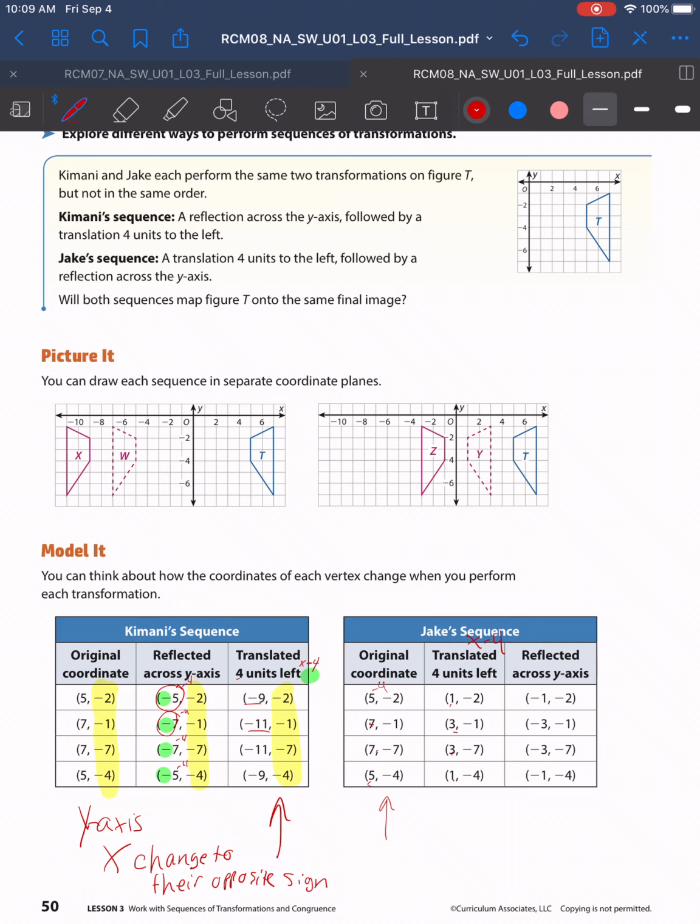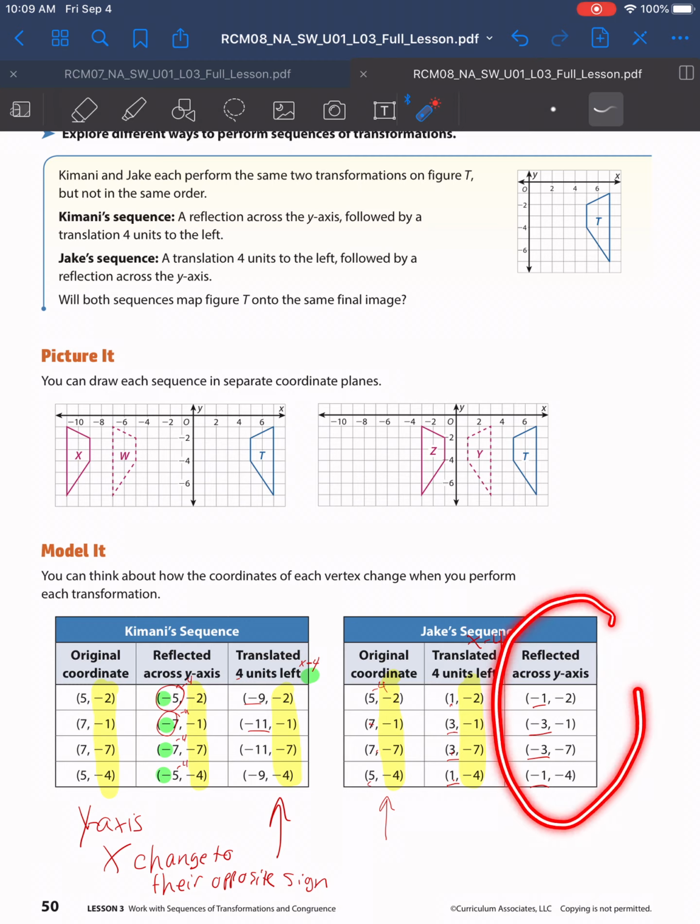Grab my highlighter. Y's all stayed the same. And we just learned that if you reflect across the y-axis, the x coordinates change to their opposite. So instead of 1, we got -1. Instead of 3, we got -3. Instead of 3, we got -3. Instead of 1, we got -1. Okay? As you can see by our final reflected answers, the coordinates are very, very different.